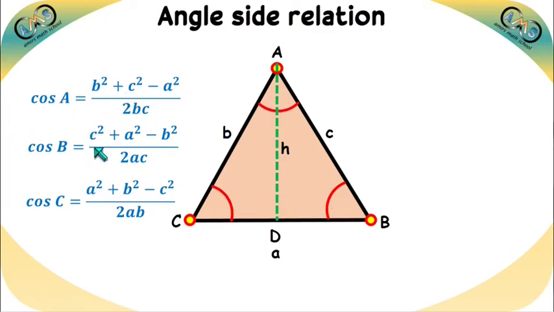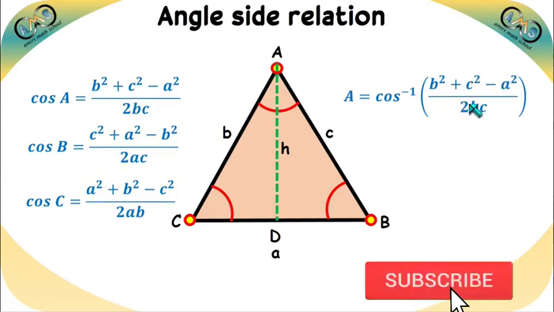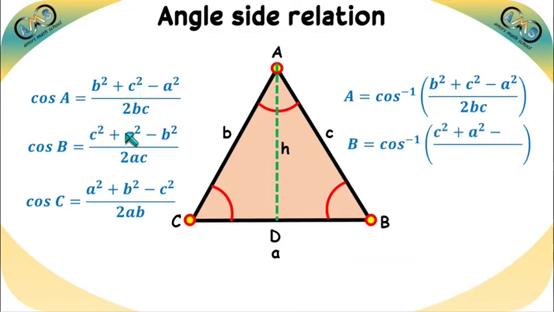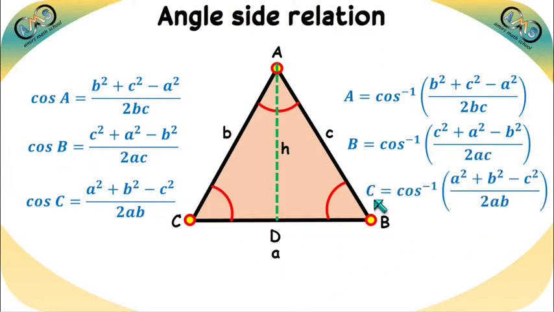And using the inverse trigonometric function, we can find the value of this angle, that is A is equal to cos inverse of (b square plus c square minus a square) by 2bc. That is this value. Cos inverse of this value will give the value of the angle A. Similarly, cos inverse of this value will give the value of the angle B, and cos inverse of this value will give the value of the angle C.